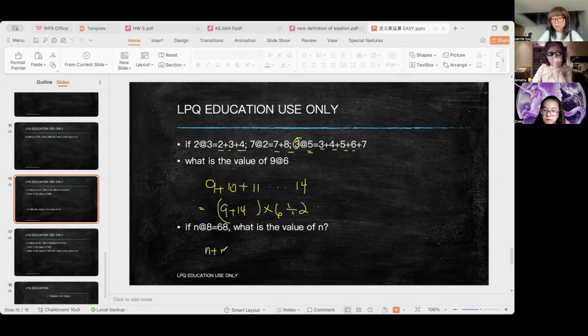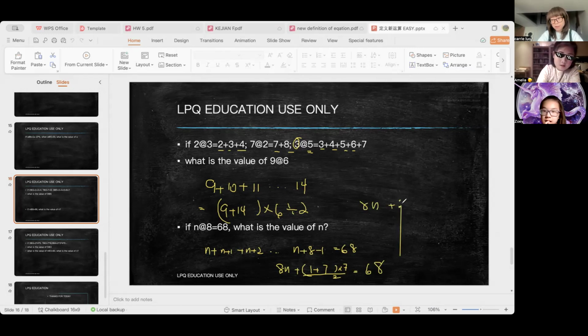It's n plus 1 plus n plus 2 plus all the way to n plus 8 minus 1 equals 68. So how many n's are there? 8n plus 1 plus 7 times 7 divided by 2 equals 68. So 8n plus 28 equals 68. So 8n equals 40. So n equals 5. We're done.